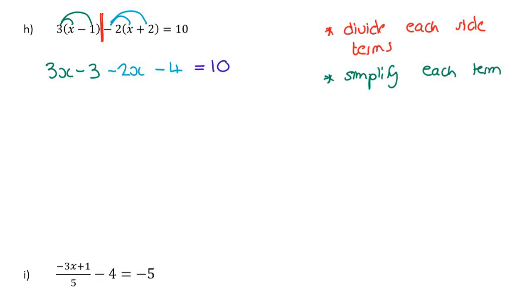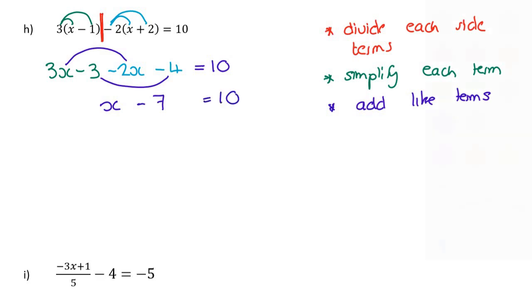So once you've simplified each term, I would add like terms on each side, simply because it takes an equation that might seem fairly threatening and makes it a lot easier. So 3x take away 2x is x, minus 3 take away 4 is minus 7, and so it actually ends up being fairly easy. So now I just need to get rid of subtracting 7, so I add 7 on both sides, and I end up with x is 17.